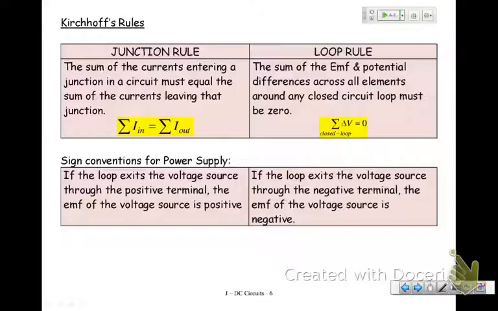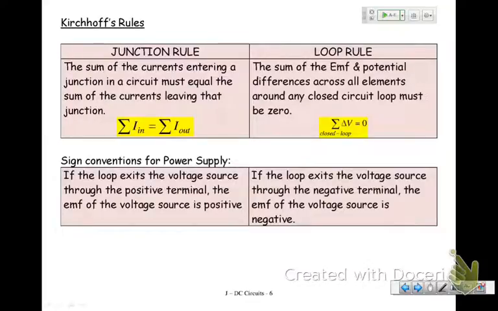It's not that people can't read the EMF on a power supply, they can. And it's not that they don't know that the potential difference across a component equals I times R through the component. They do. It's that they don't know what sign to give these components. They don't know what sign to give the equation. And so Kirchhoff's rule is a methodology for sorting that out.